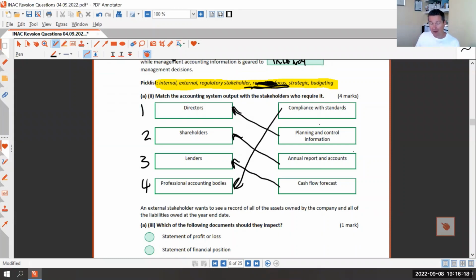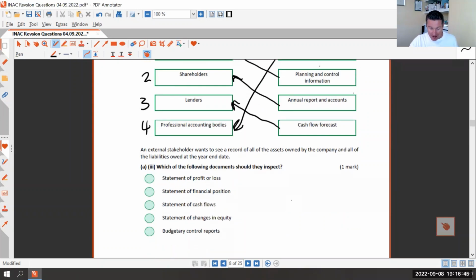Now, a shareholder would be interested in the cash flow forecast if it's an owner-managed business, and that is only because the shareholder is also the director. But if the shareholder is just a shareholder, they won't get to see anything internal. All they get to see is the annual reports and accounts, and speak at the AGM. Everyone right up to there? Cool. It's not too bad, is it?